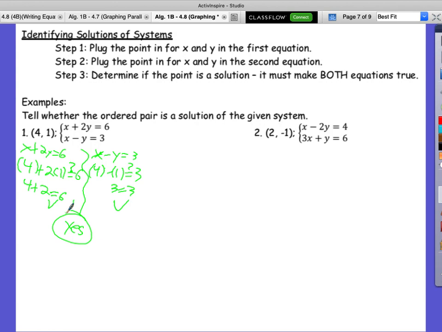What I want you to do to see this is rewrite this. Please write down your chart too. So 3 times 2.